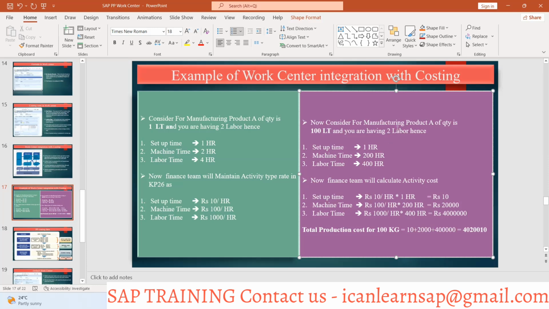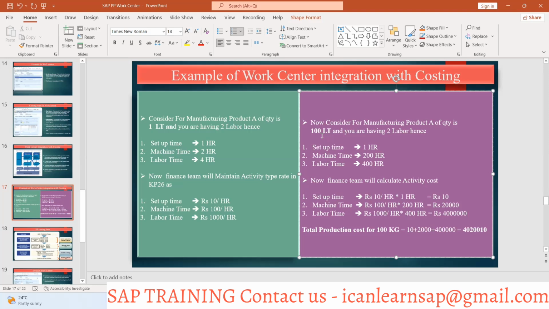10 rupees, your manufacturing cost for 100 liter perfume. Are we clear? Yes, sir. Any question? I guess no. It is very basic fourth or fifth standard mathematics, right? Yes, sir, it is clear.